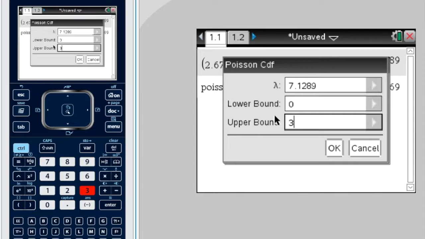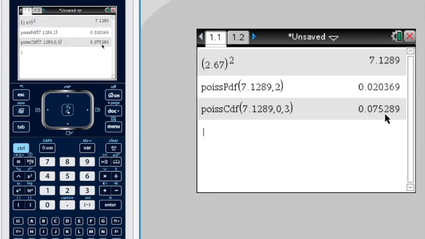Now the Poisson is really just on integers, so it's like 0, 1, 2, 3. So we don't need to worry about decimals and things like that, which is good. So there we go. Press OK, and there's my probability that it's less than or equal to 3.